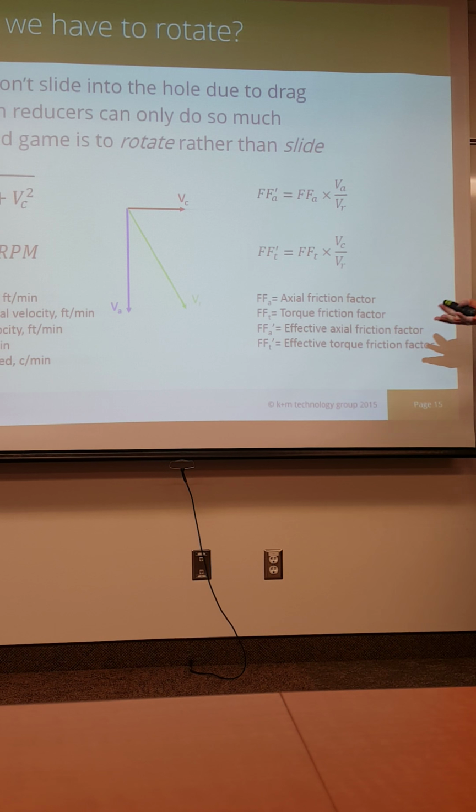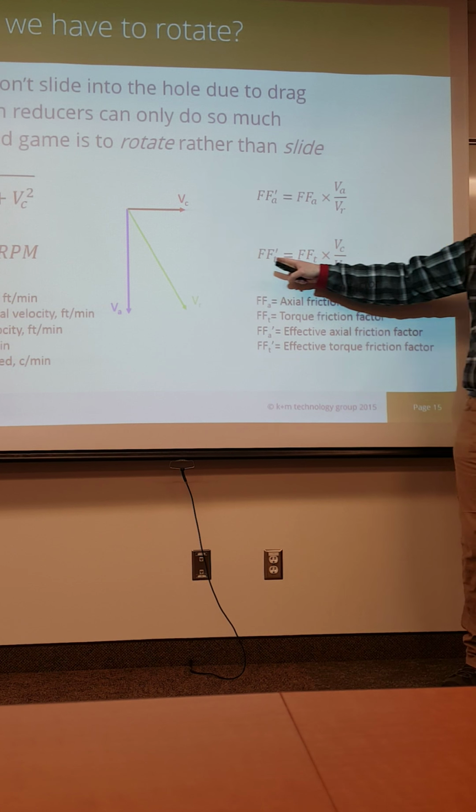Now, nothing's for free, unfortunately. There is a fixed, limited amount of friction. Let's just say there's 100 pounds of friction. If 90% of it is acting in the circumferential direction, well, then 10% of it is acting in the axial direction. That's where we do this little calculation here.